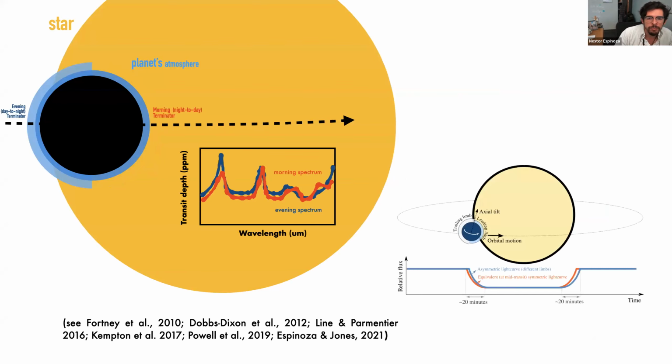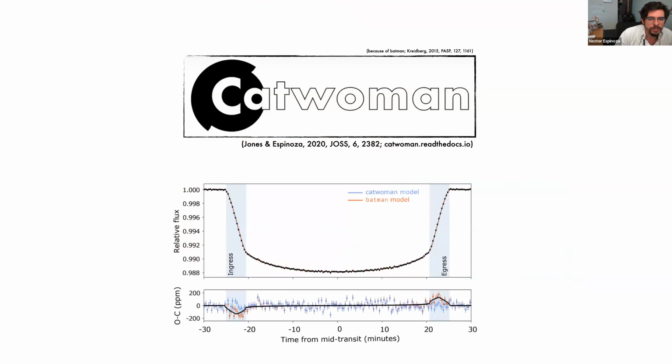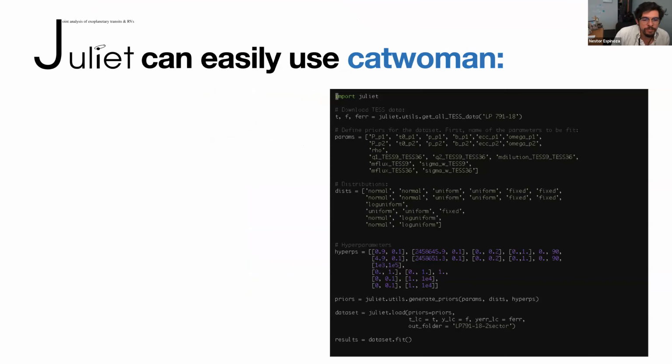In particular, we implemented one such possibility with a package called Catwoman. You know, for light curves there's this Batman package, which is why we decided to go with the Catwoman name. The amazing Catherine Jones implemented it in Python/C. The idea is that it allows you to fit two semicircles on top of the star instead of just one big circle. And it's very easy to use Juliet to implement this Catwoman model.